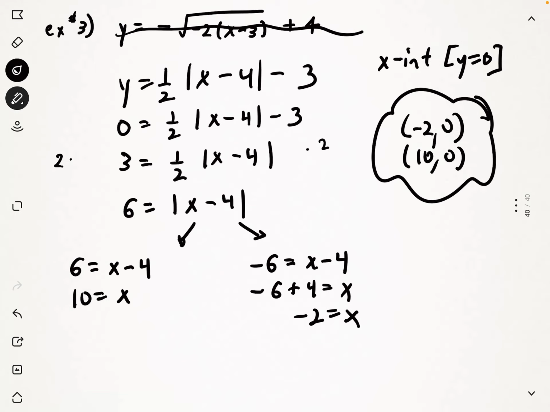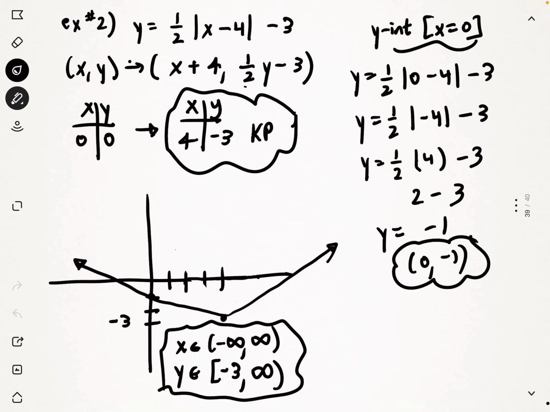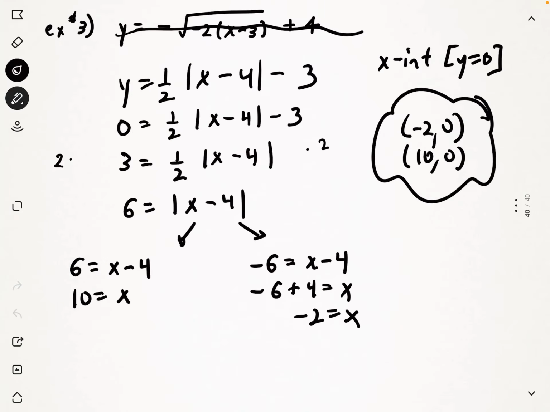We can go back to our graph and fine tune that. That's -2, then 5, 6, 7, 8, 9, 10 right there. Those are the x-intercepts.